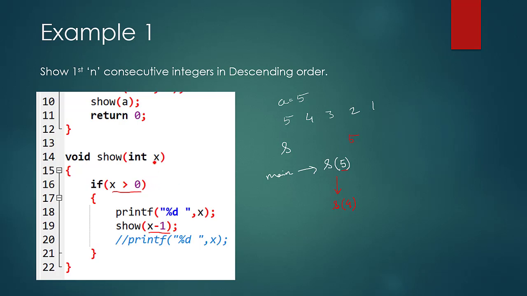So here the x value will be 4, and as the x value is greater than 0, once again it will print the value of x, which is now 4. Then it will call itself with x minus 1. What is the current value of x minus 1? That is 4 minus 1, 3.